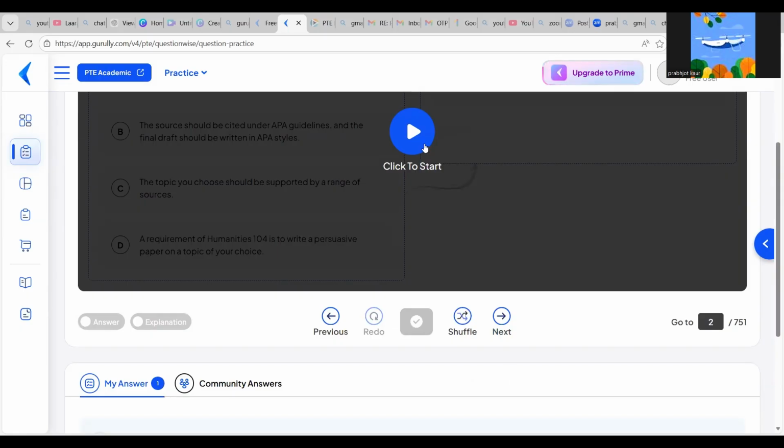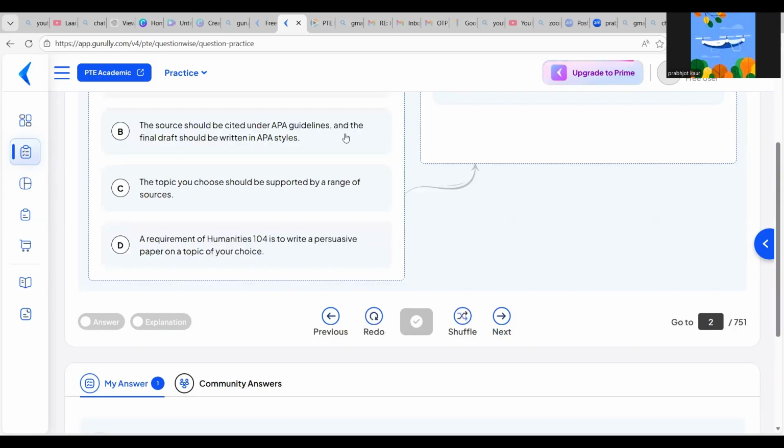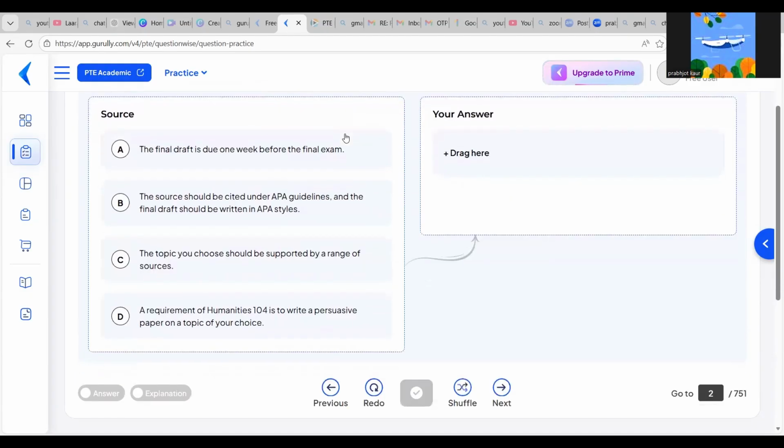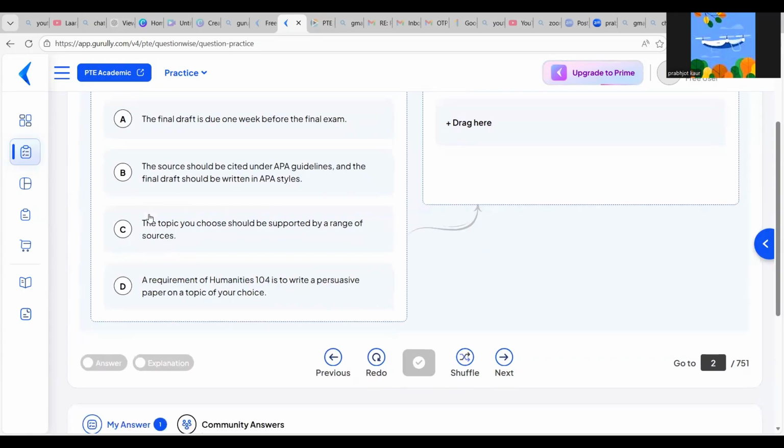So here is the second one. First of all, you see the final draft. Final means the last sentence. "The source should be cited, APA style, final." Here is also "final". So these two come together.